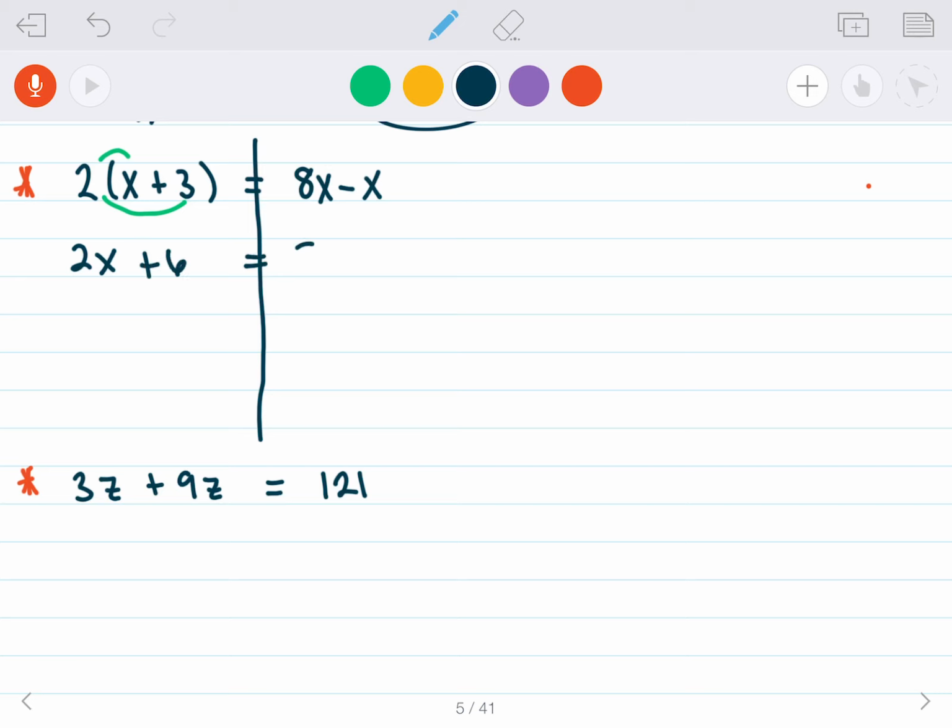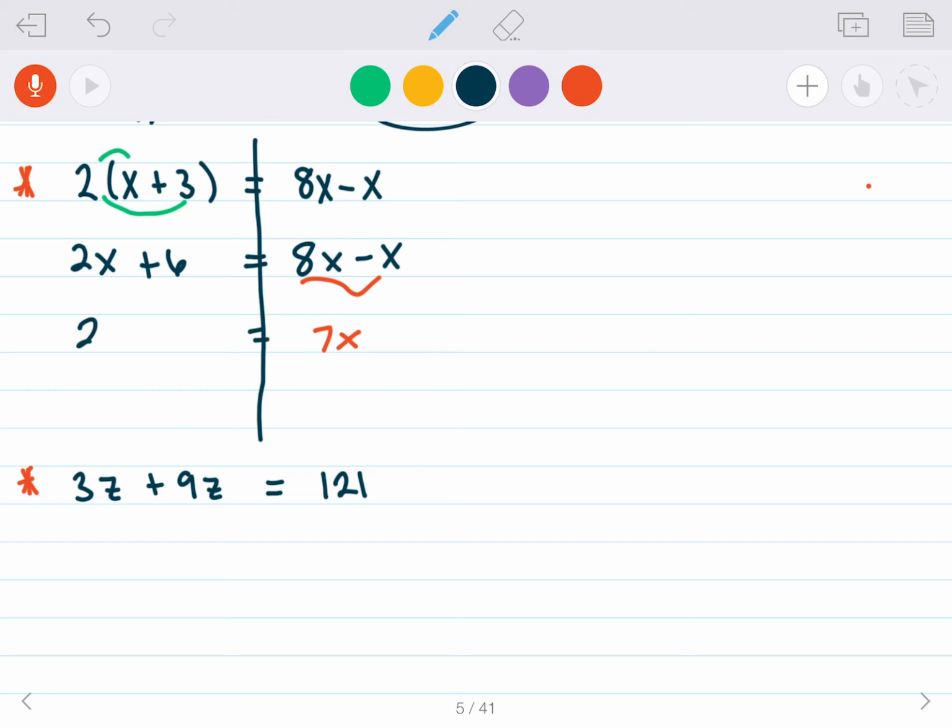Step 1 is complete. Now step 2 says combine like terms on the same side. Do I have like terms on this side? No, I do not. So I move on to the right side. Do I have like terms here? Yes, I do. 8x minus 1x, 8 bananas minus 1 banana is 7 bananas. So step 2 says I can combine this to 7x.